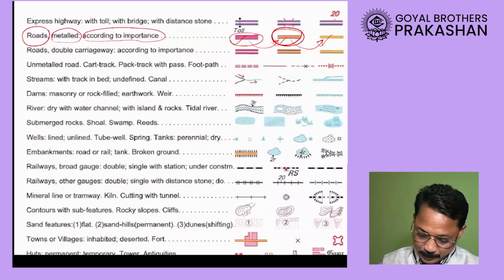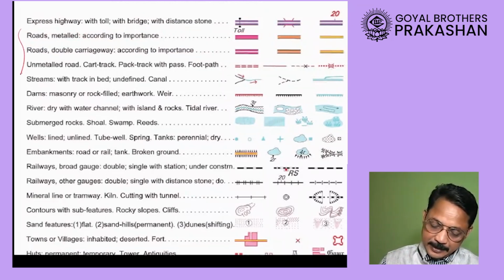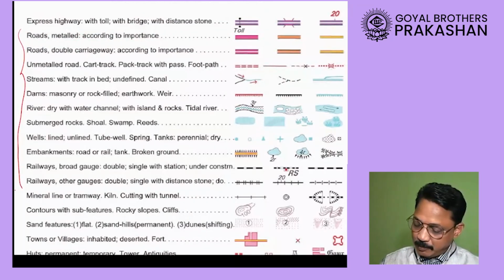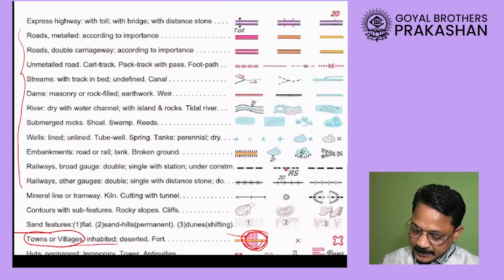Similarly, dear student, you can look at the index given here and identify the name of various symbols. For example, again see here, second last one, towns or village. How is a town or village shown? It is shown here with the reddish color symbol. Next one says town or village, it is inhabited. That means people live over here.